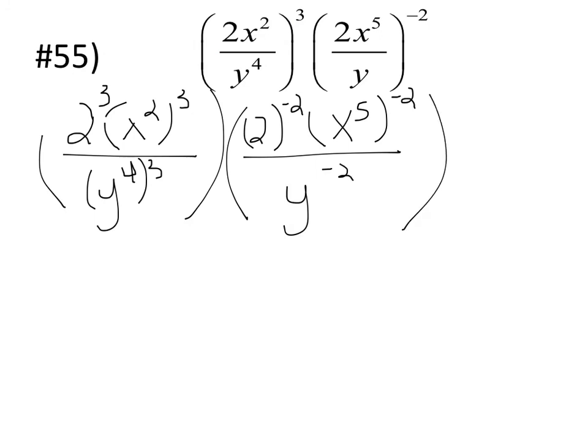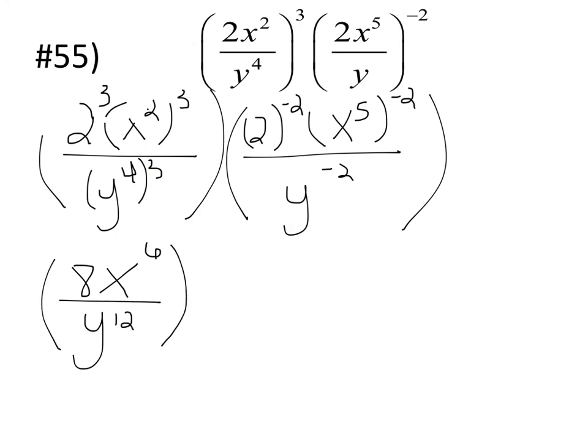So 2 cubed is 8. Power to a power, you multiply, right? So x to the 6th over power to a power, you multiply, y to the 12th. Okay? Times, let's go over here. Can't really do anything. Well, we're going to end up dropping it like it's hot with that one, but let's just leave it alone for right now. Power to a power, you multiply. So x to the negative 10th all over y to the negative 2.